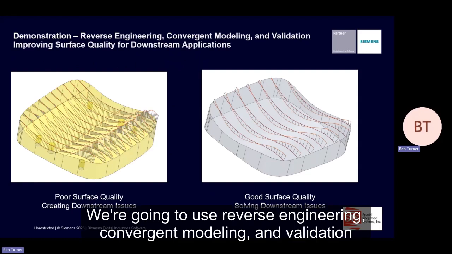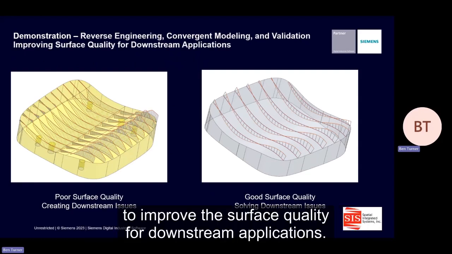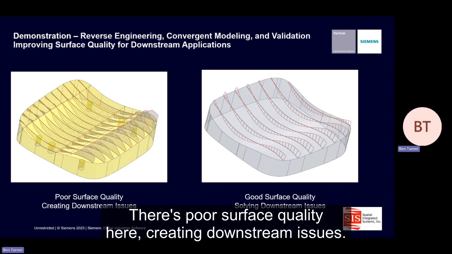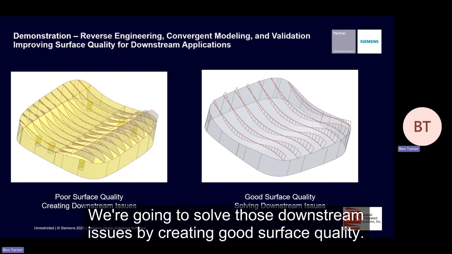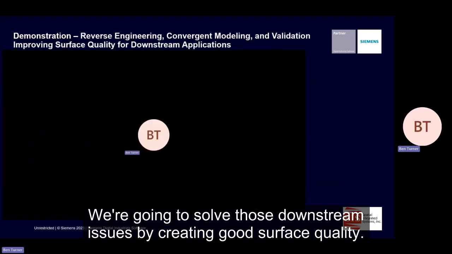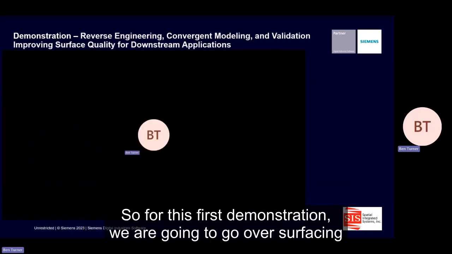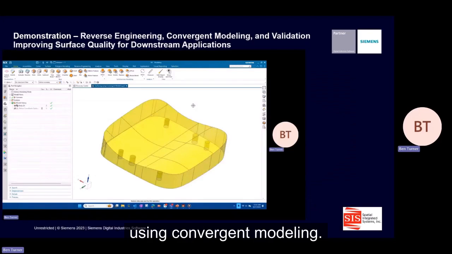We're going to use reverse engineering, convergent modeling, and validation to improve the surface quality for downstream applications. There's poor surface quality here, creating downstream issues. We're going to solve those downstream issues by creating good surface quality. So for this first demonstration, we are going to go over surfacing using convergent modeling. I have my part here.